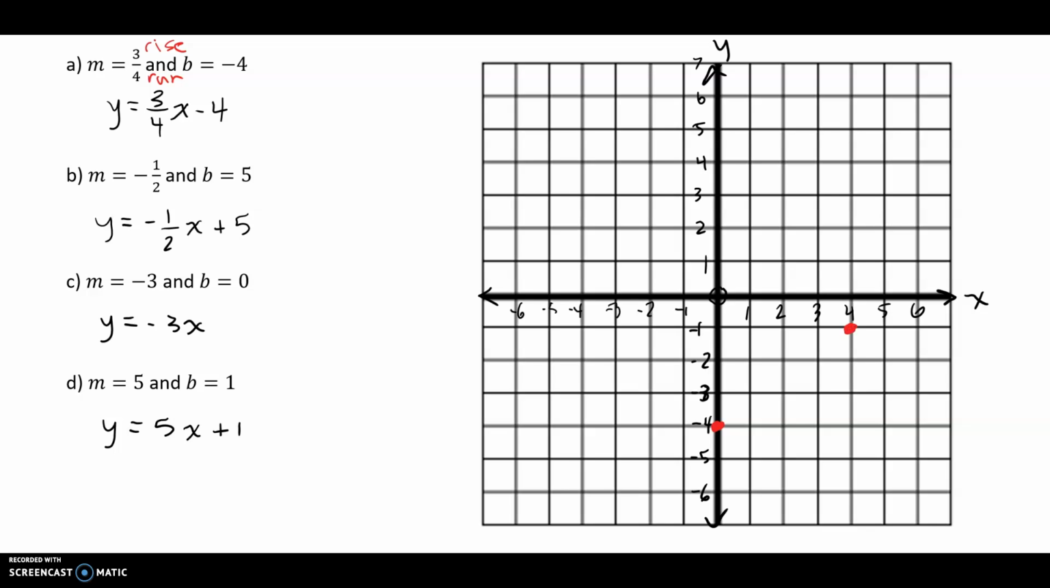So because 3 is positive, that's why I moved up, and because 4 is positive, that's why I moved to the right. Now I'm going to repeat. So from my new point, 1, 2, 3 up, 1, 2, 3, 4, and I would be off. I'm going off the graph. If I go the other way, I would do the opposite. I would go down and to the left. 1, 2, 3, 1, 2, 3, 4.